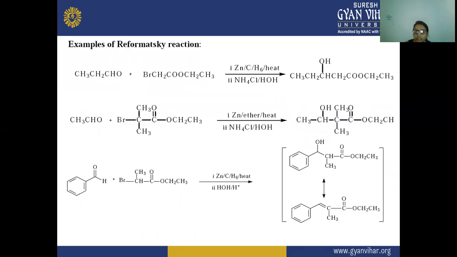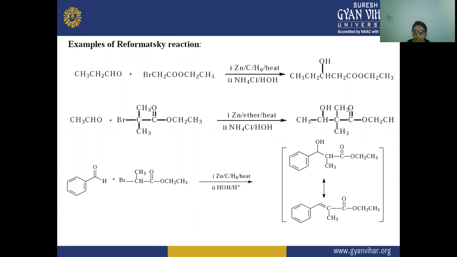So these are examples of the Reformatsky reaction. So this is your ethanol, butanol, propanol, and this propanol is reacting with this bromo ester in the presence of zinc, acid, heat, aluminum chloride, H2O, and there is a formation of this product. A beta hydroxy ester is formed.